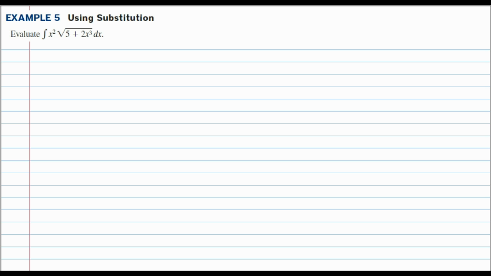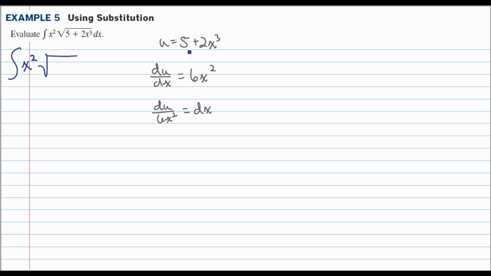So I'm going to make the u in u substitution equal to the inside of the square root, 5 plus 2x cubed, which means du dx is going to be 6x squared, and then dx is going to equal du over 6x squared. So now I can substitute everything that I just created into the problem. So I have the antiderivative of x squared is going to stay the same, but now I have the square root of, I'm calling the inside u, and then dx is du over 6x squared.